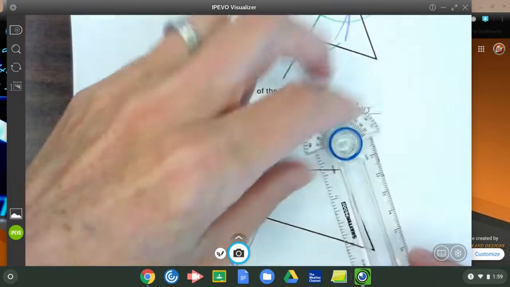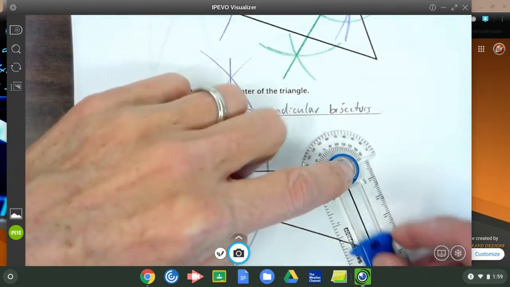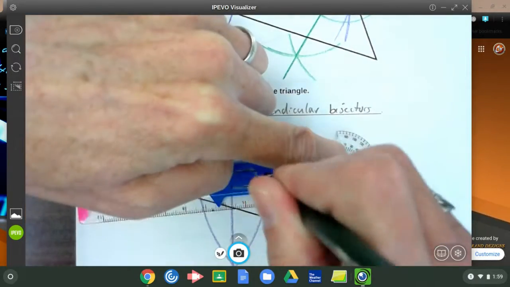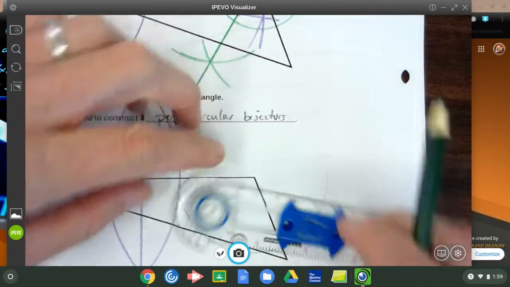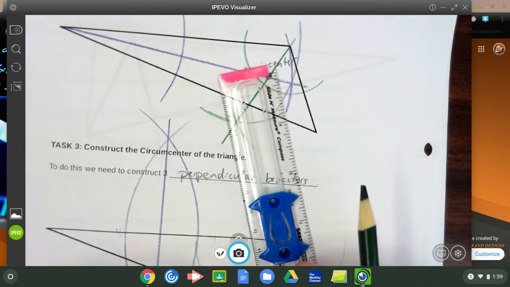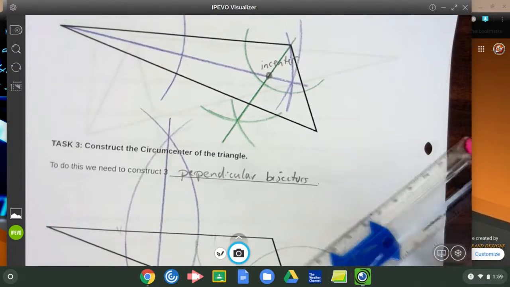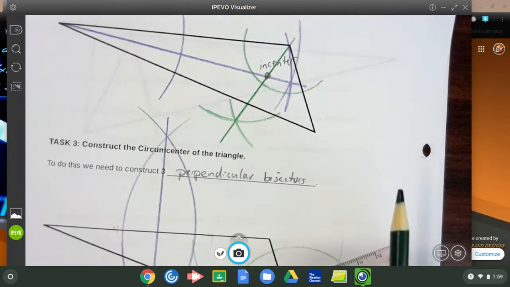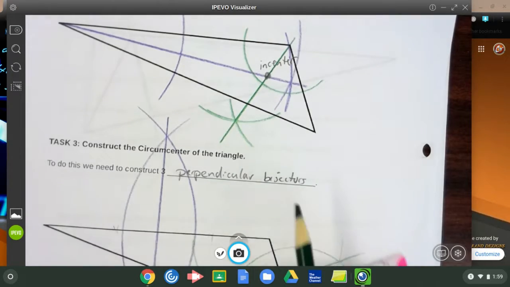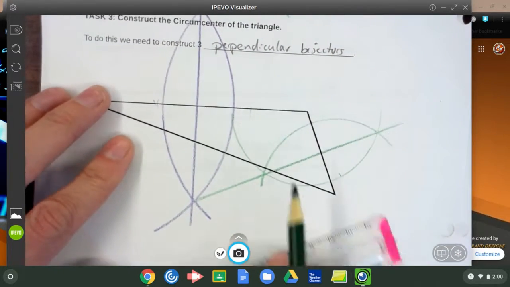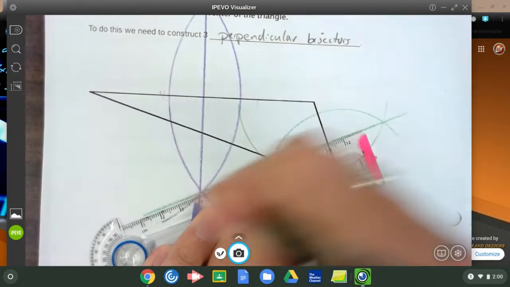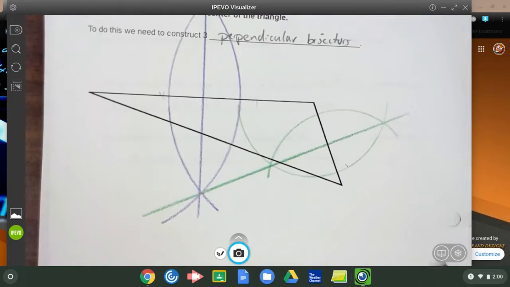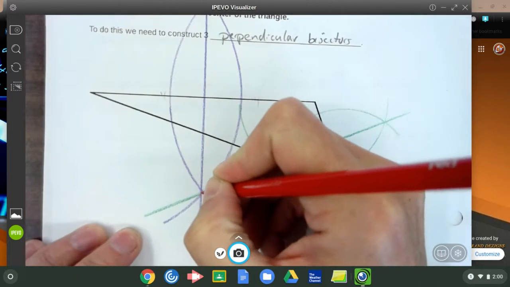And I'll do a second one. Let's go with this little side here. So I'll swing that arc. Whoops, running into my camera. Knocking all the pencils all over. Another arc this way. And connect those. Okay? And notice I need to extend my green line a little more. And here's my point. Okay, it happened that it was right there.